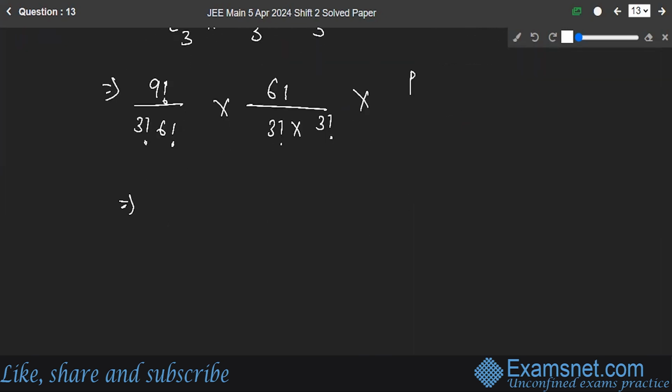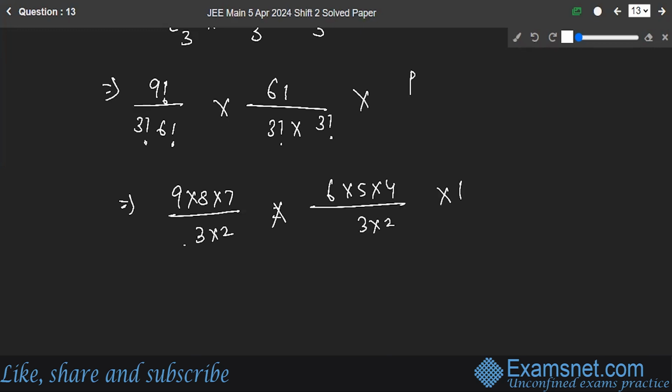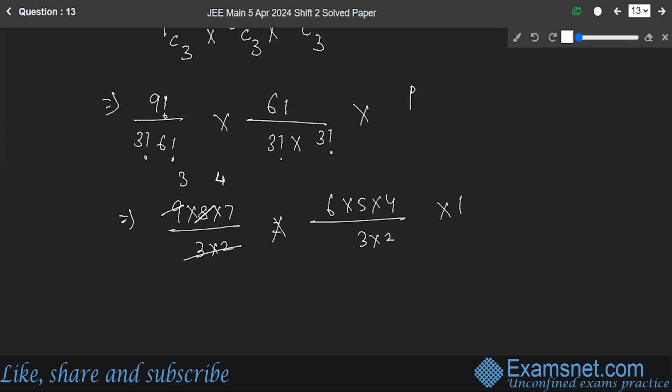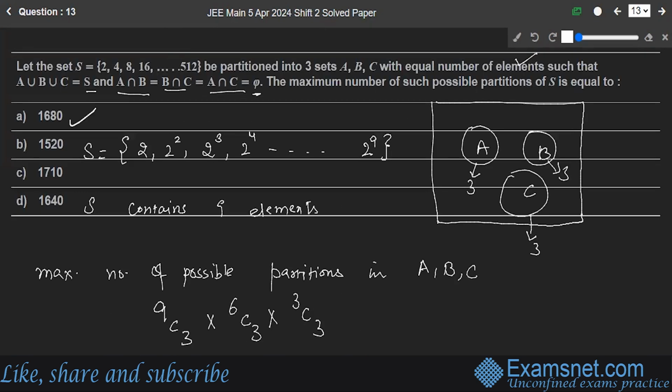So this is 9, 8, 7 upon 3 into 2, multiply 6, 5, 4 upon 3 into 2, multiply 1. So this cancels 3 and 4. So this is 84 times 20. This gives me 1680. This is the answer to the question, option A. Hope you got that. Let's move to the next question then.